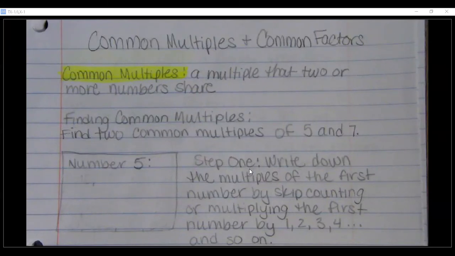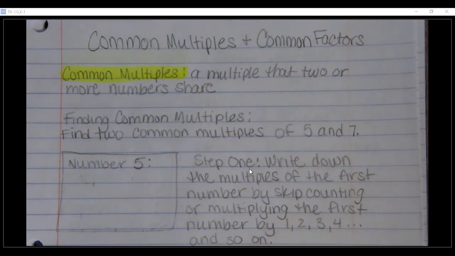Hey everyone, today we're going to be talking about common multiples and common factors. So let's start with some multiples. Common multiples are multiples that two or more numbers share. So let's get started. The question is to find two common multiples of 5 and 7.